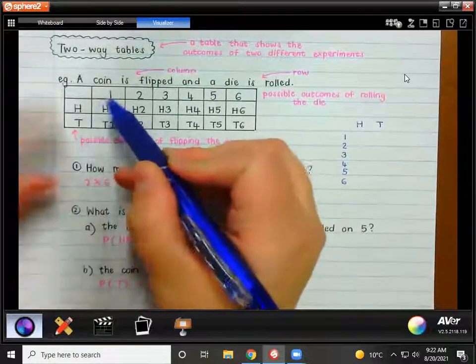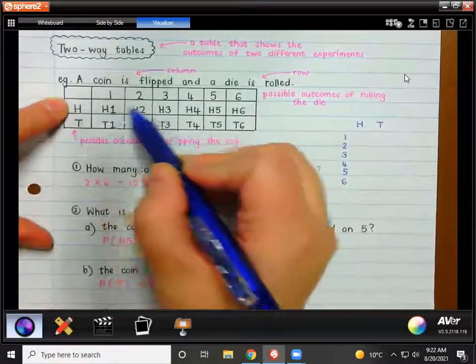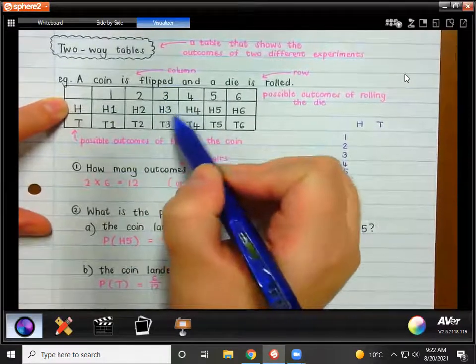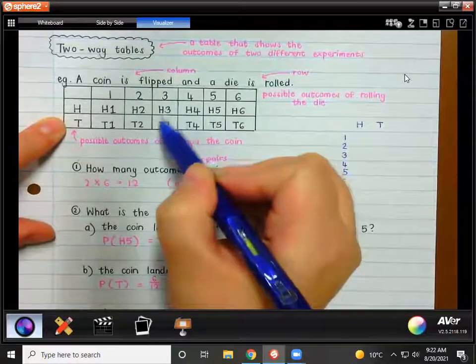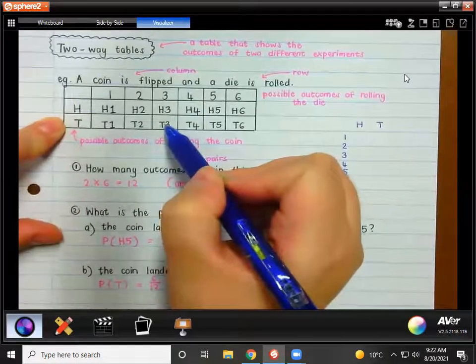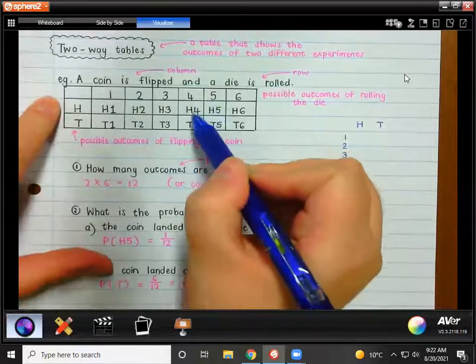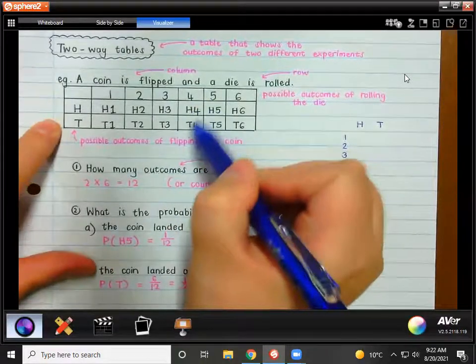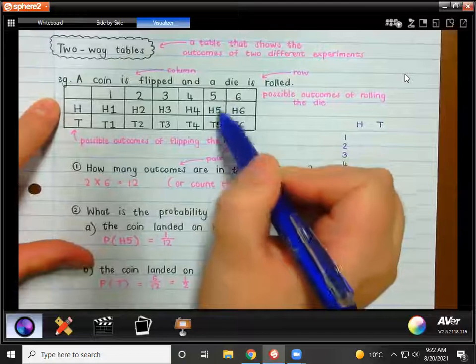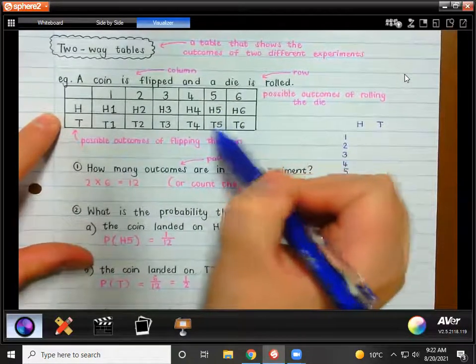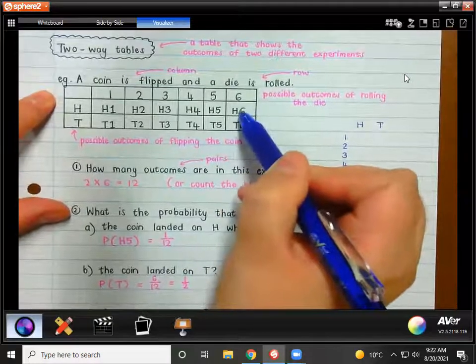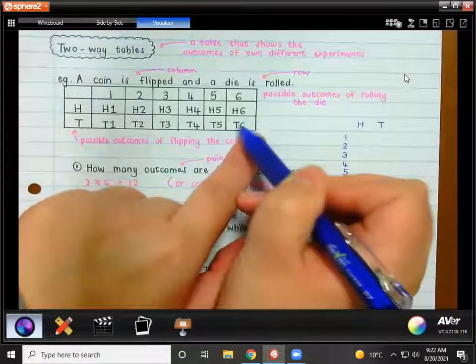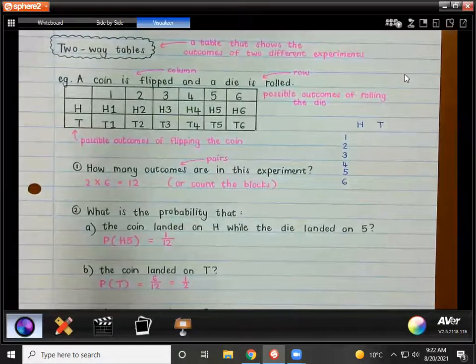So here your coin can land on heads and your die on 3. So that's heads and 3. Or coin on tails and die on 3. So that's tails 3. Right? Do you see? So you match all of them up. H4, T4. H5, T5. Right? Heads and 6. There we have heads and 6. Tails and 6. There we have tails and 6. Right? So you're matching them up.